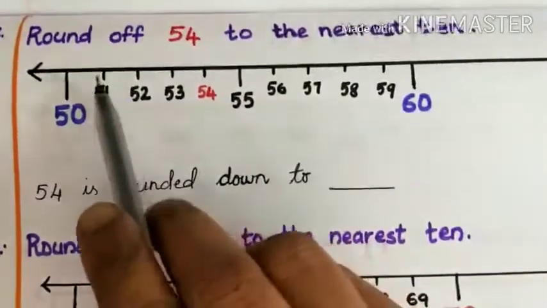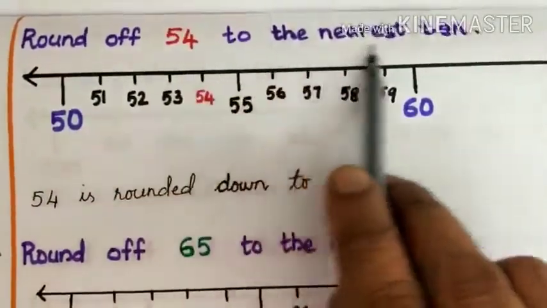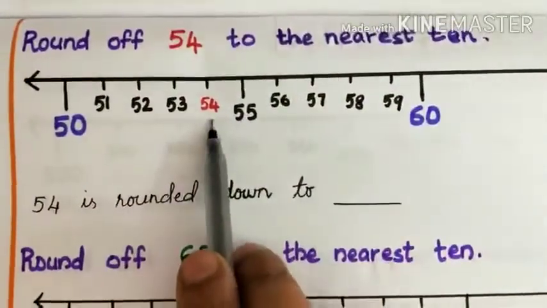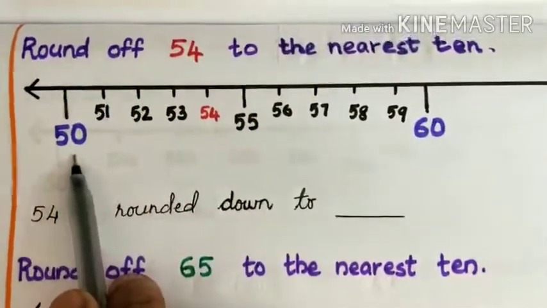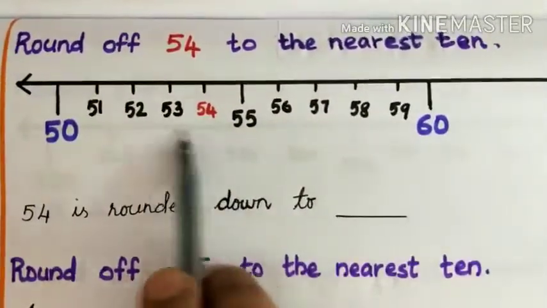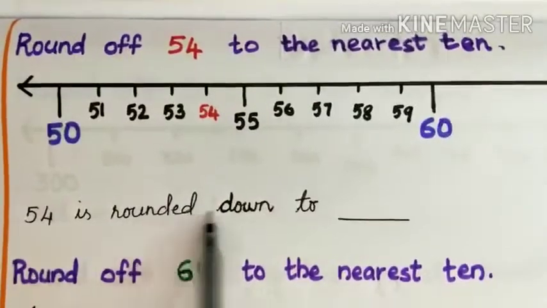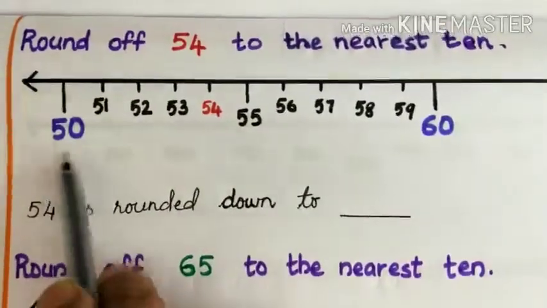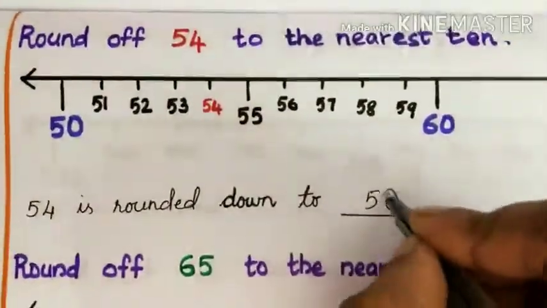Look at the next question. Round off 54 to the nearest 10. Where is 54? Is it closer to 50 or 60? Yes, it is closer to 50. 54 is rounded down to 50.